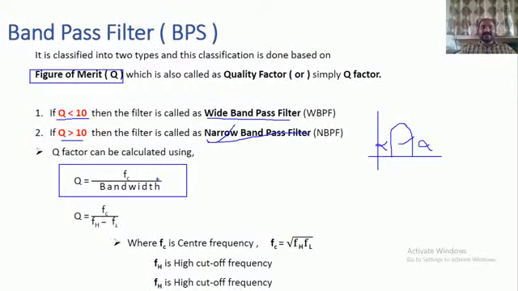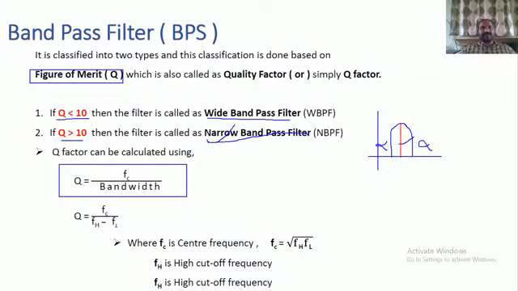Q is equal to Fc by bandwidth. What exactly is Fc? Fc is nothing but the center frequency. If you want to realize that, we have a band of frequencies from here to here. It is the accepting one, the pass band. This one is a stop band and this one is a stop band, but this one is the pass band. So the center frequency of this particular pass band is called Fc.